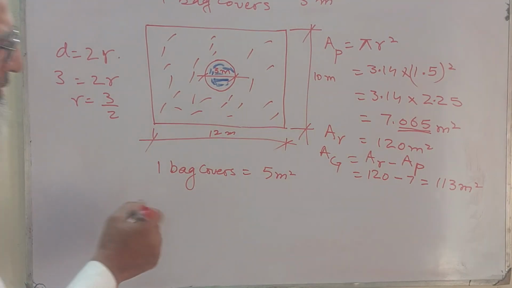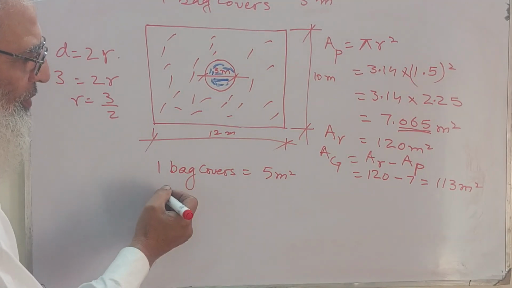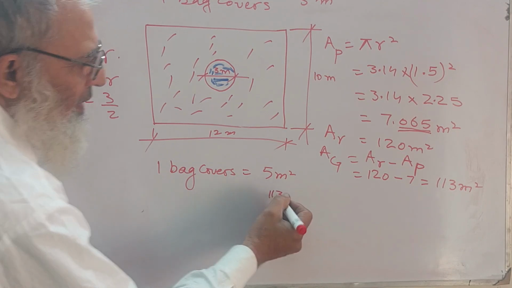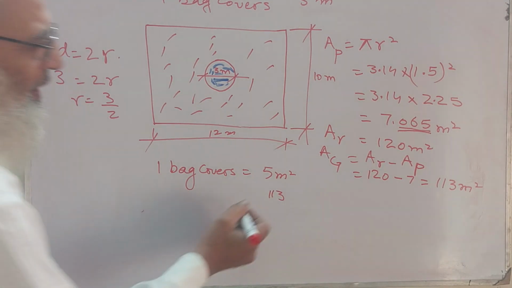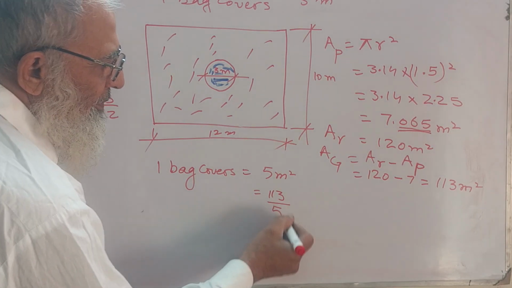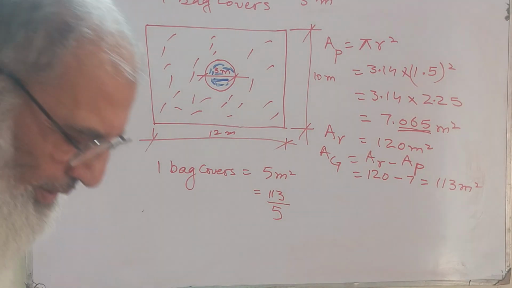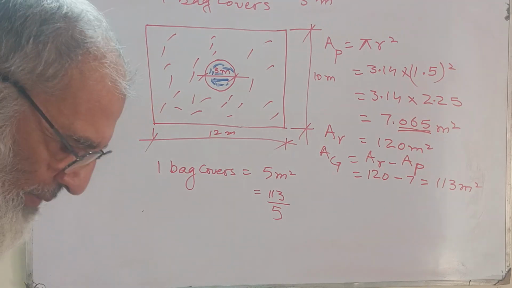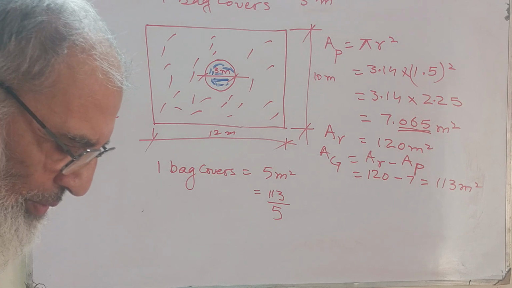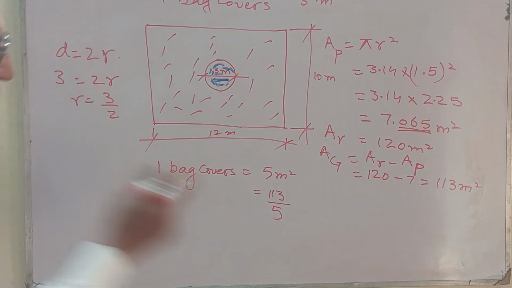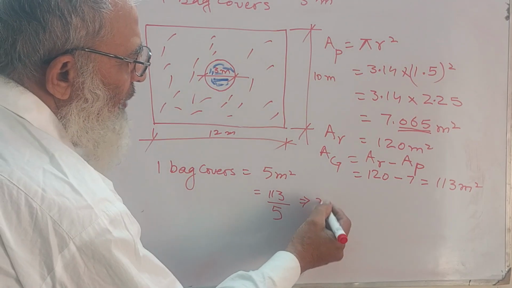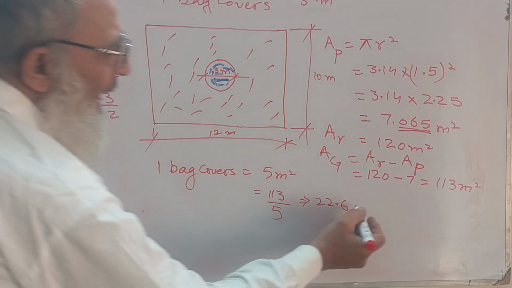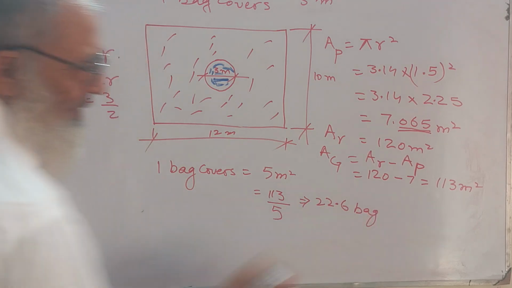Now it is very simple. To cover this area, we have to divide this 5 with this. 113 divided by 5 is equal to 22.6. It will become 22.6. Now this is bags. This is not in square.